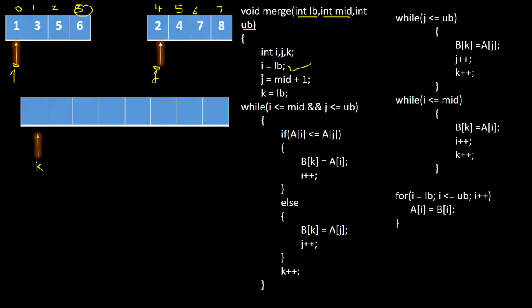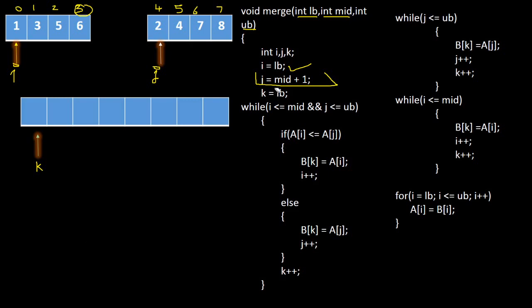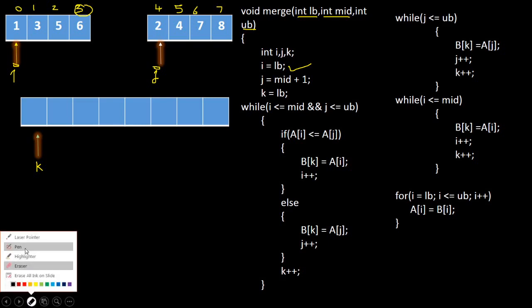So 3 plus 1, what I am doing here, the value of j is 3 plus 1. Why is it 3 plus 1? See here, I will show you. I will first erase this, then I will show you why it is 3 plus 1. Okay, see here, j is equal to mid plus 1 because j points to this element 2, right? So what is the index number of this element 2? The index number of this element 2 is 4.